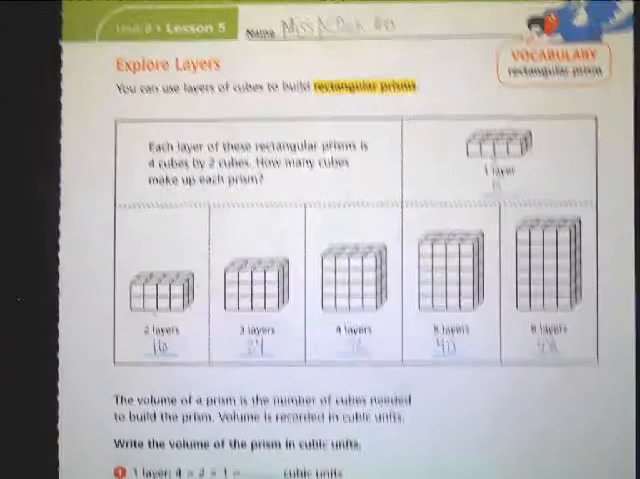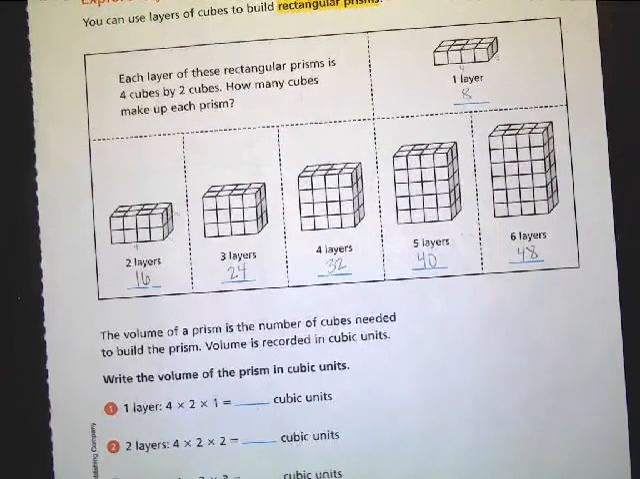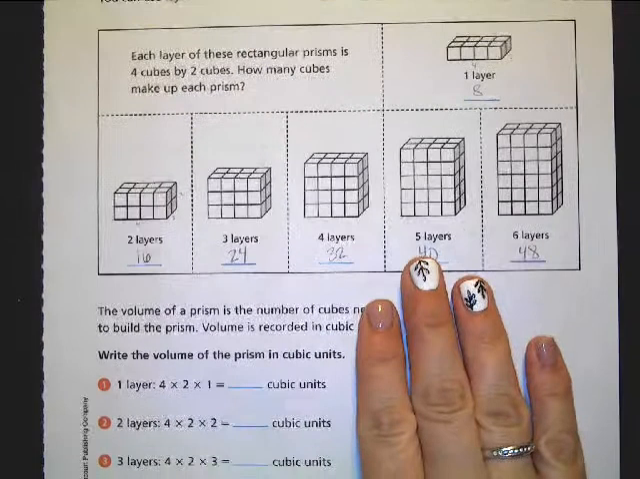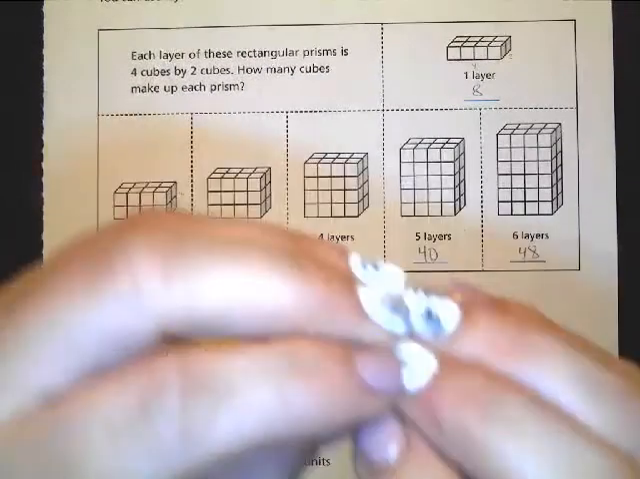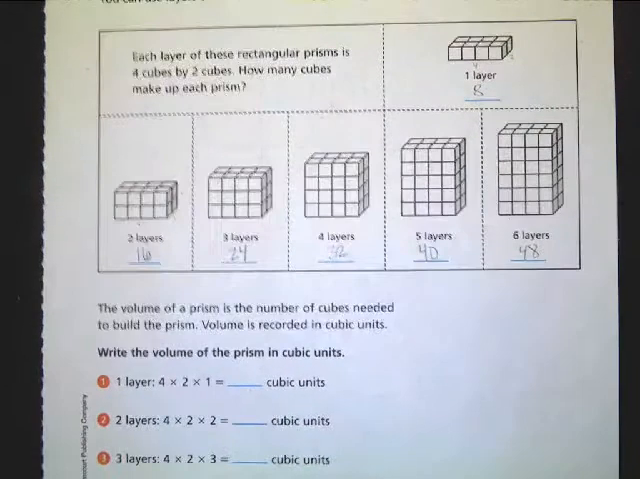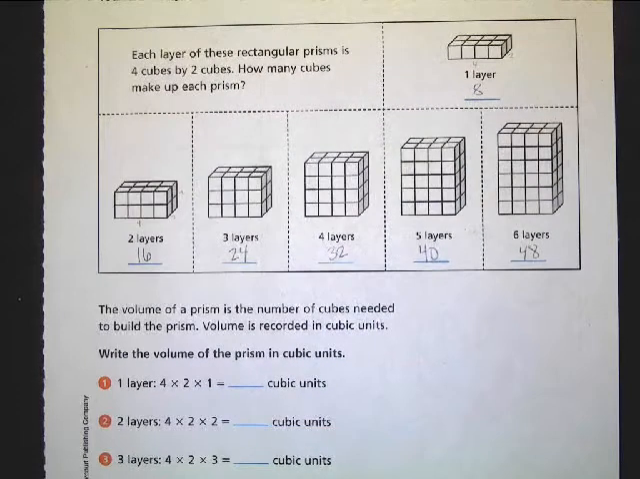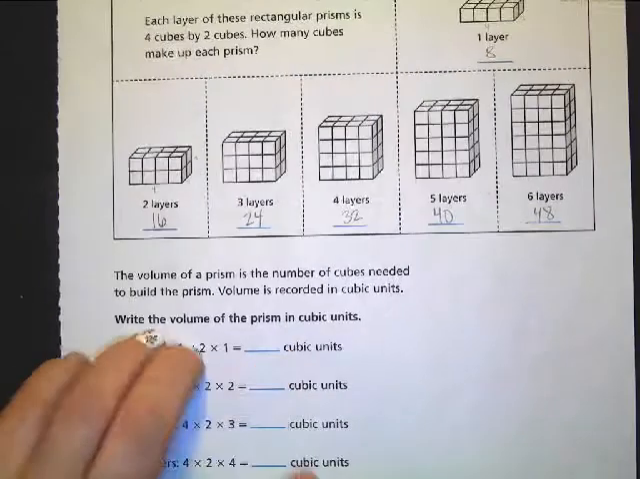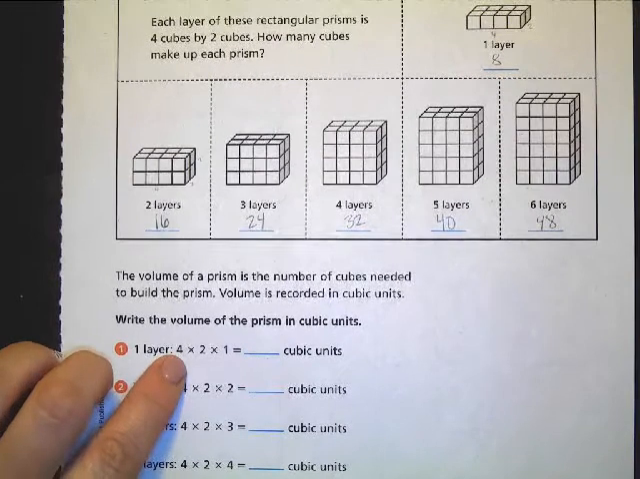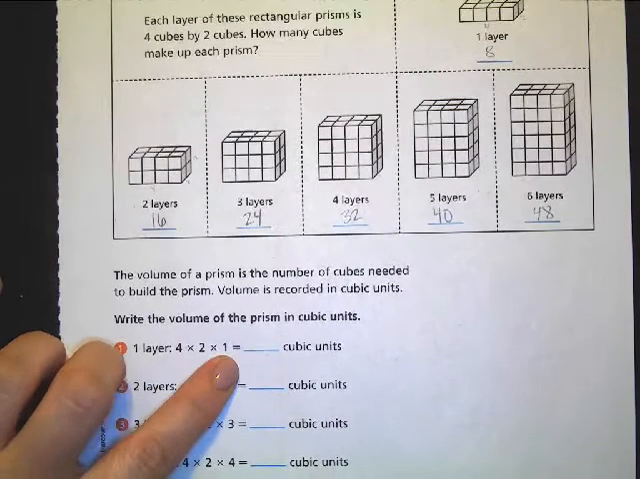Okay, so now we're going to follow this part. The volume of a prism is the number of cubes needed to build the prism. We know that. Whatever the volume is means that's how many little tiny cubes could fit in there, fit tightly in there with no gaps and no overlaps. Remember? Fit tight. Okay. It says volume is recorded in cubic units, so they've already labeled all of them for us, so that's nice. So they're telling us if in one layer it has 4 by 2 by 1.